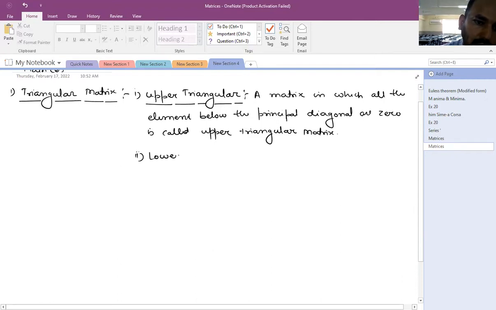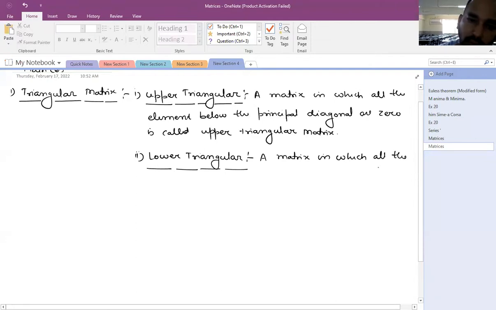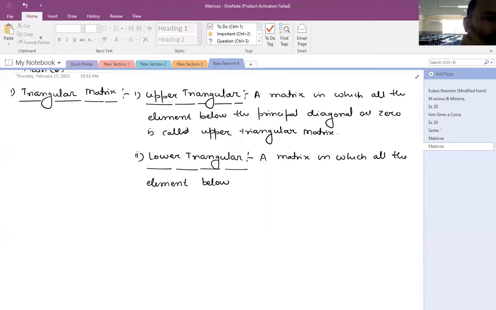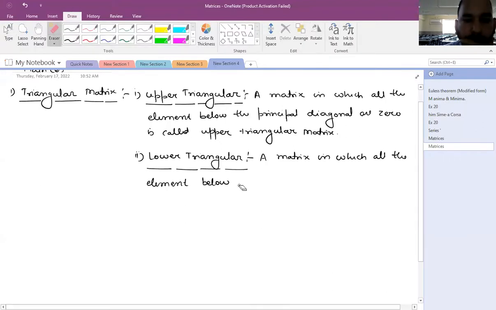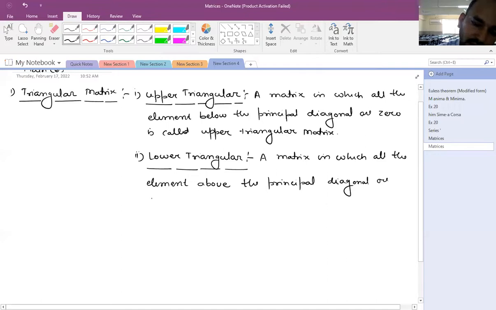Second, lower triangular. A matrix in which all the elements above the principal diagonal are 0 is called a lower triangular matrix.